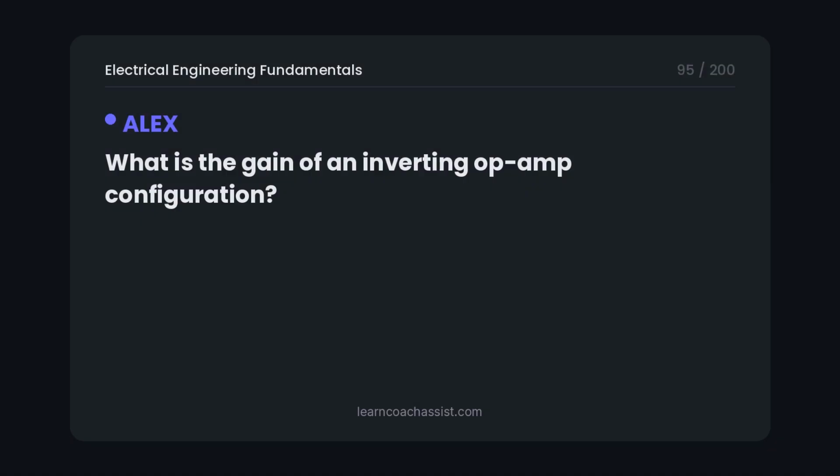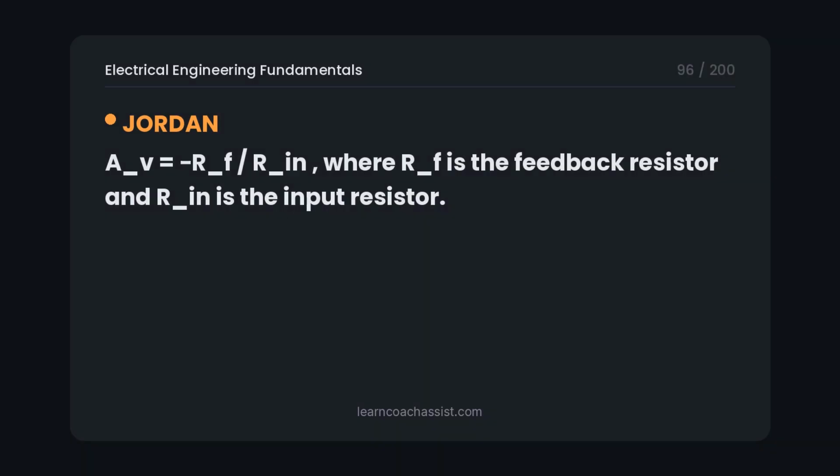What is the gain of an inverting op-amp configuration? A_V equals minus R_F/R_in, where R_F is the feedback resistor and R_in is the input resistor.